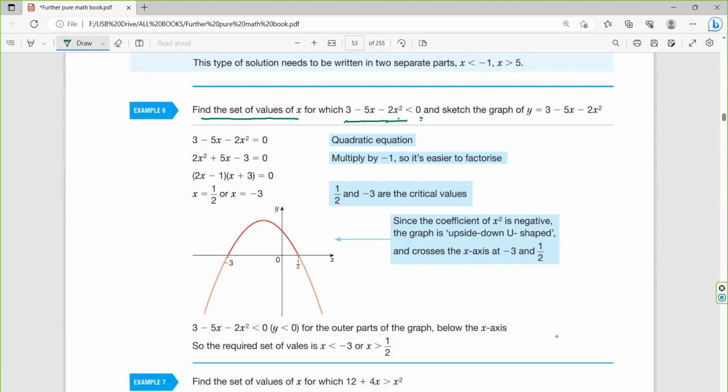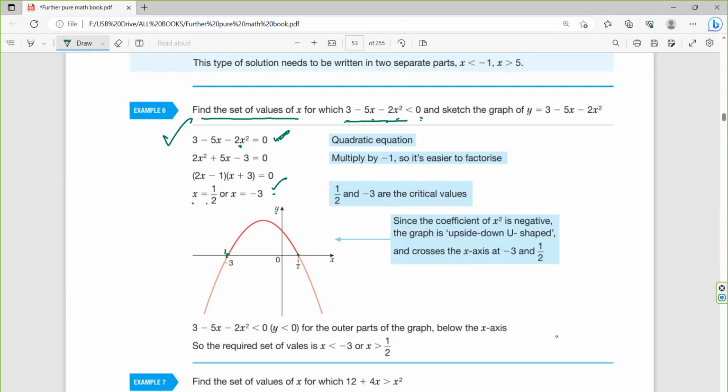So at first, what will we do? We will solve this. We write 3 minus 5x minus 2x square equals 0. After that, we will factorize and find the value of x. So we get x value half and minus 3. So this is half and minus 3. And we know that as the x square coefficient is negative, the curve will be cap-shaped.